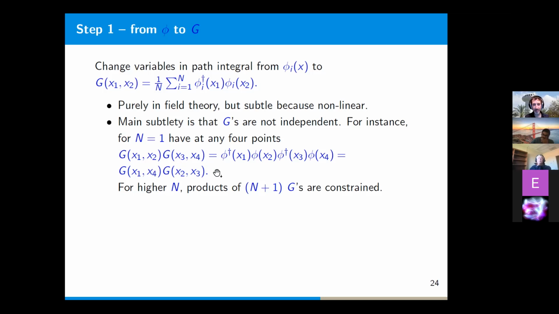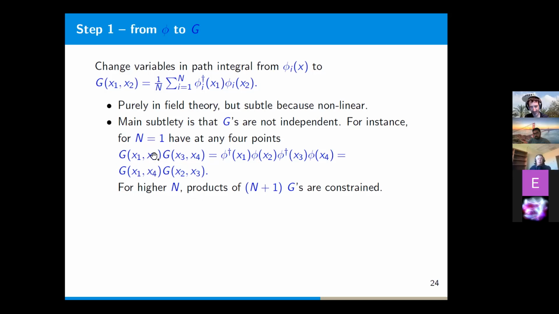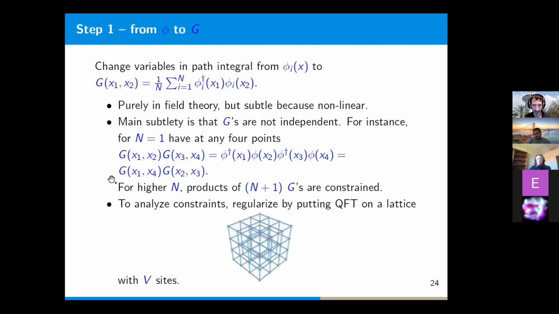Now, similarly, for higher values of N, the relations are not as simple, but we still have relations if you take a product of N plus 1 g's in the theory with N fields. We find that those obey complicated nonlinear constraints of this type between the g's at any set of points. So again, these g's are highly constrained. In order to analyze these constraints, it's useful to regularize the quantum field theory, since we have constraints at every point in spacetime, and it's difficult to analyze them when spacetime is continuous. So it's useful to regularize the theory by putting our quantum field theory on some lattice with V sites.